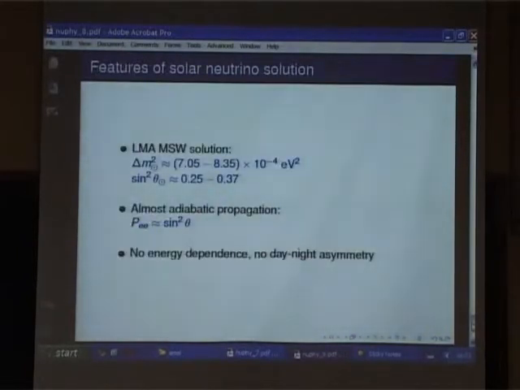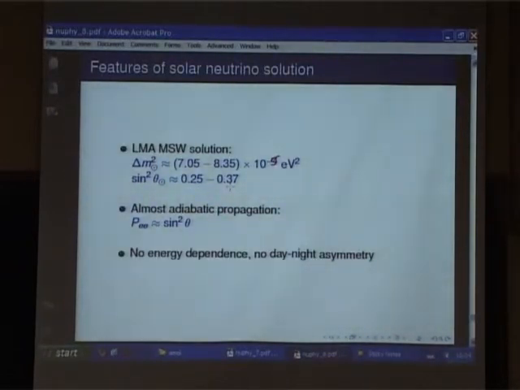So now the solution is the following. Delta m square lies in a very small region, like 7 to 8 times 10 power minus 5 electron volt square. So a very small region, within 10% or so. Sin square theta lies around between 0.25 and 0.37.